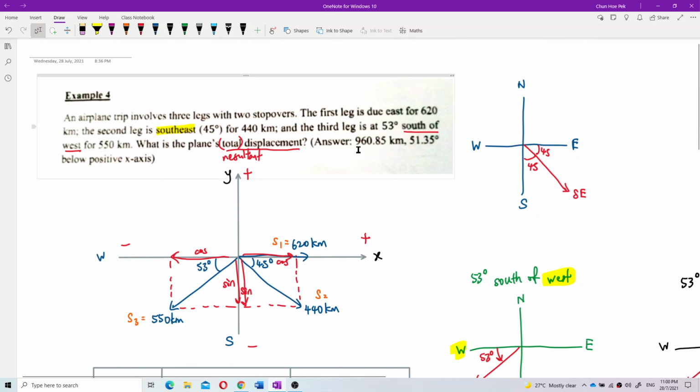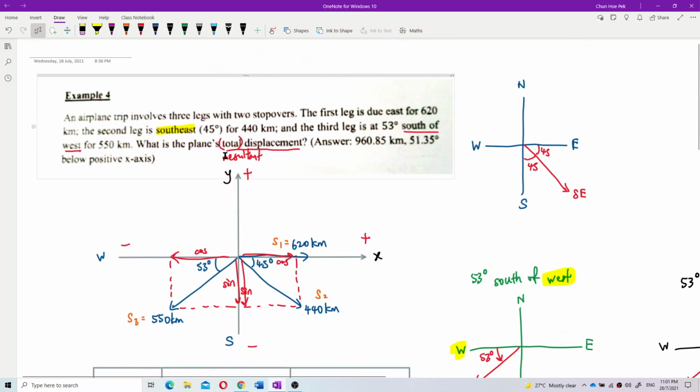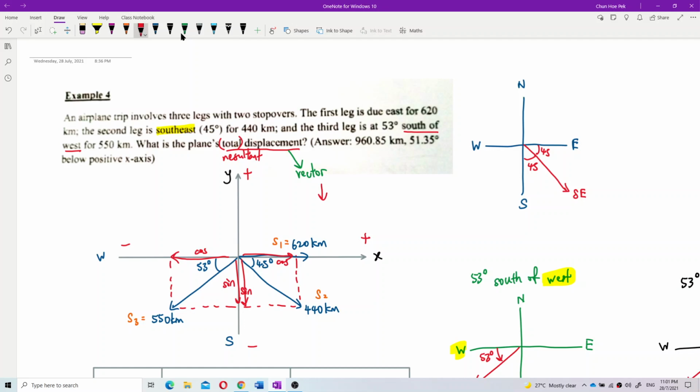So that's the answer. Yes, almost there. Difference by a little bit, never mind. So our magnitude is correct. But the question also, this is displacement, you understand? Remember, displacement is a vector. When it is a vector, it has both magnitude and direction.